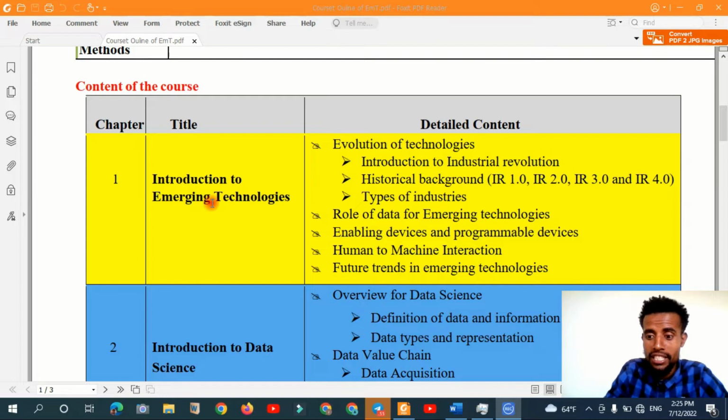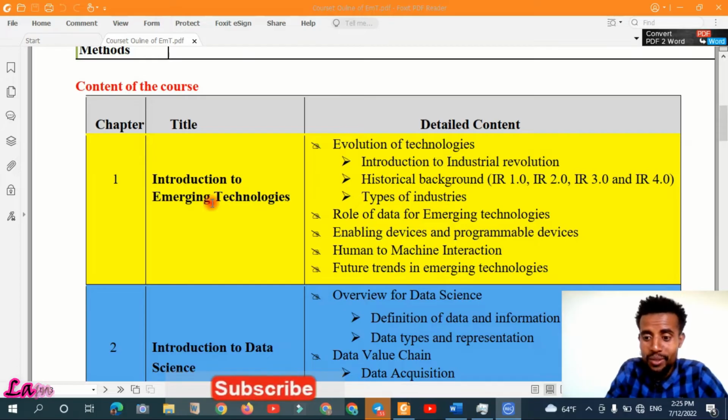We have so many emerging technologies. For example, artificial intelligence is one example of emerging technologies. Big data is one example. Internet of Things is also one of the emerging technologies. Artificial intelligence, virtual reality, augmented reality, blockchain, and so on are some examples of emerging technology.